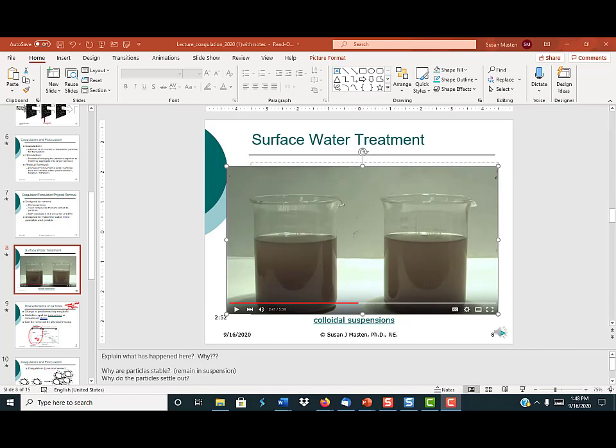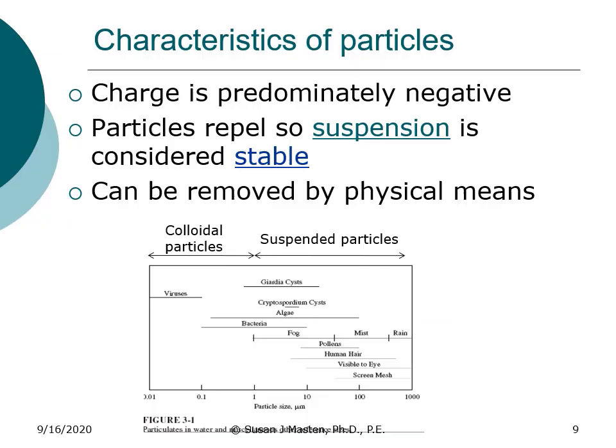So what did just happen? What happened was that a coagulant was added to the colloidal suspension from the Charles River, and that caused the particles' surfaces to become neutralized so that when the particles come together, they could aggregate and then they eventually would settle out.